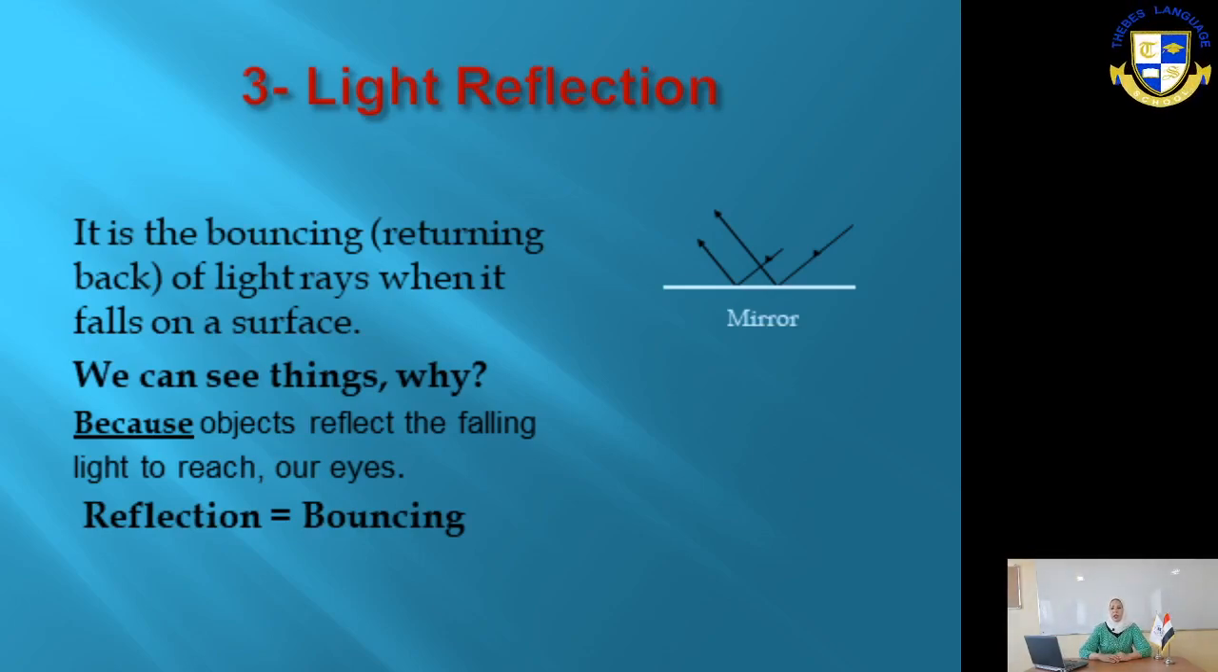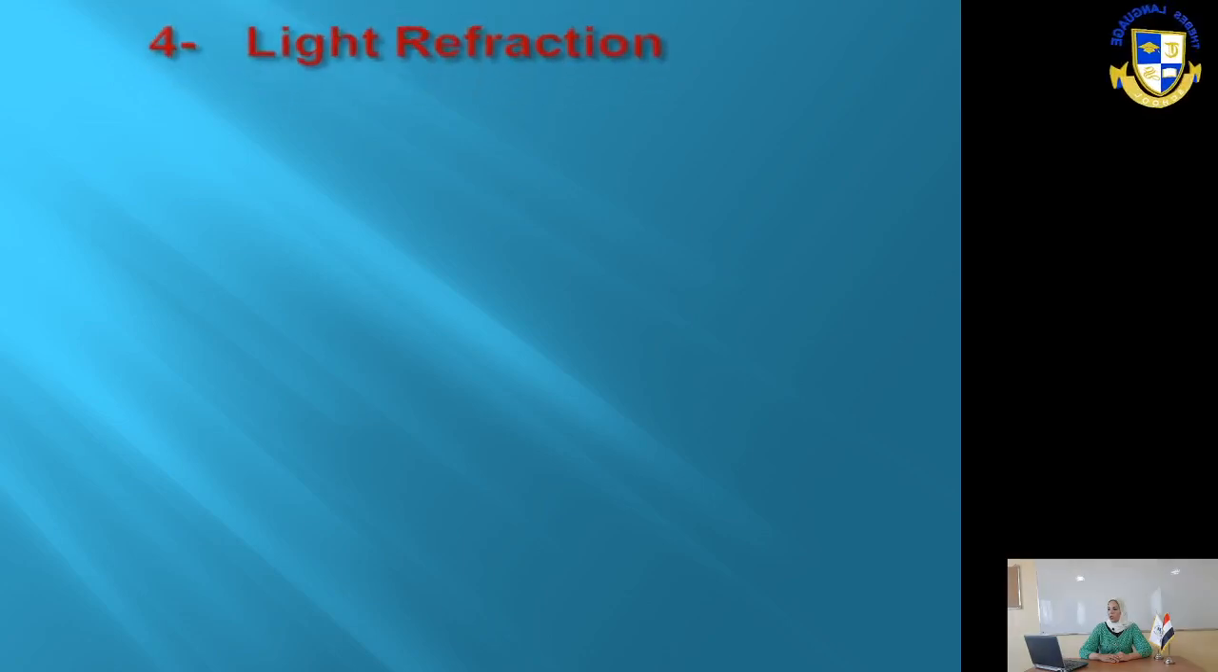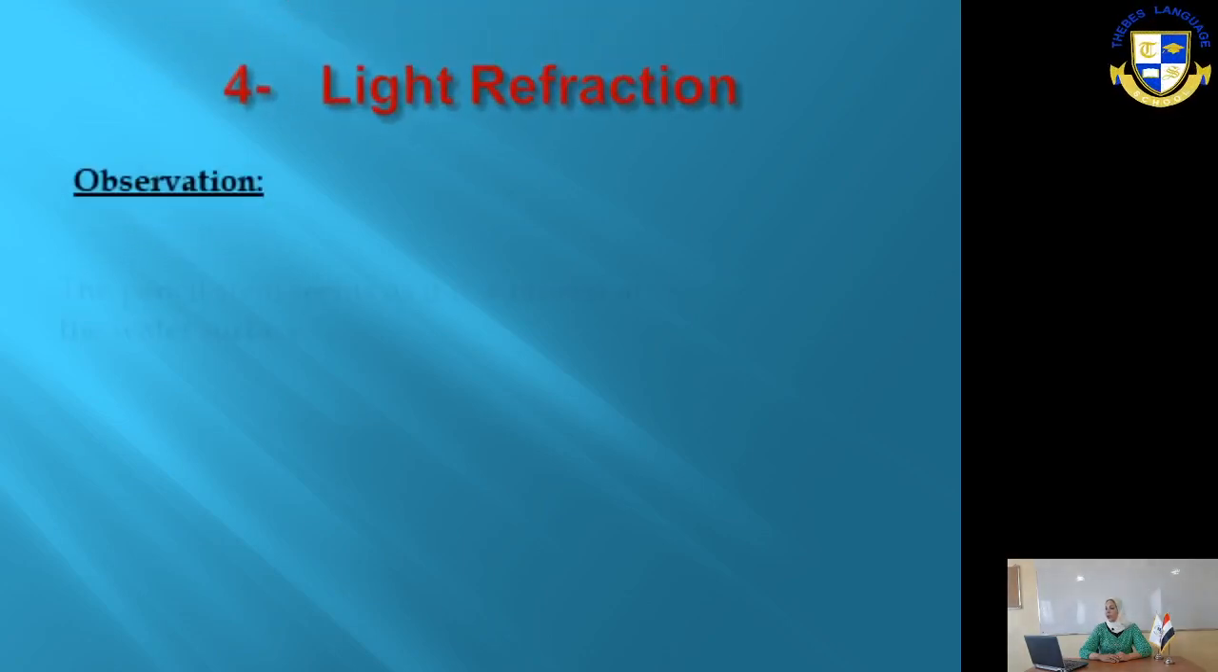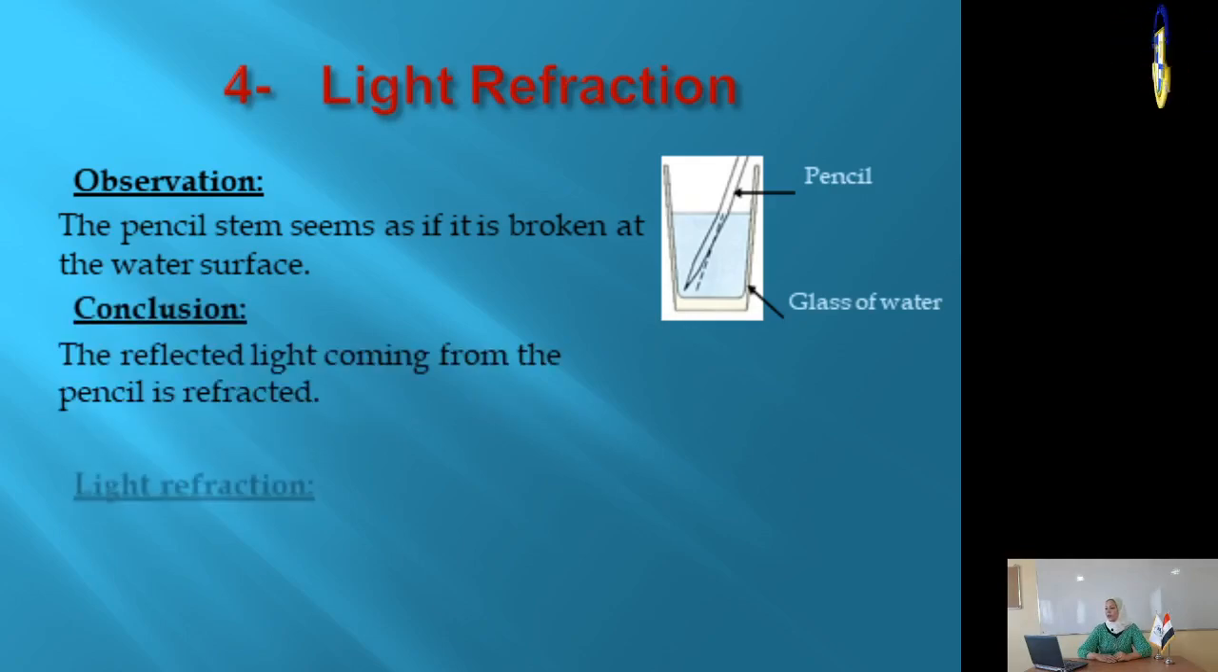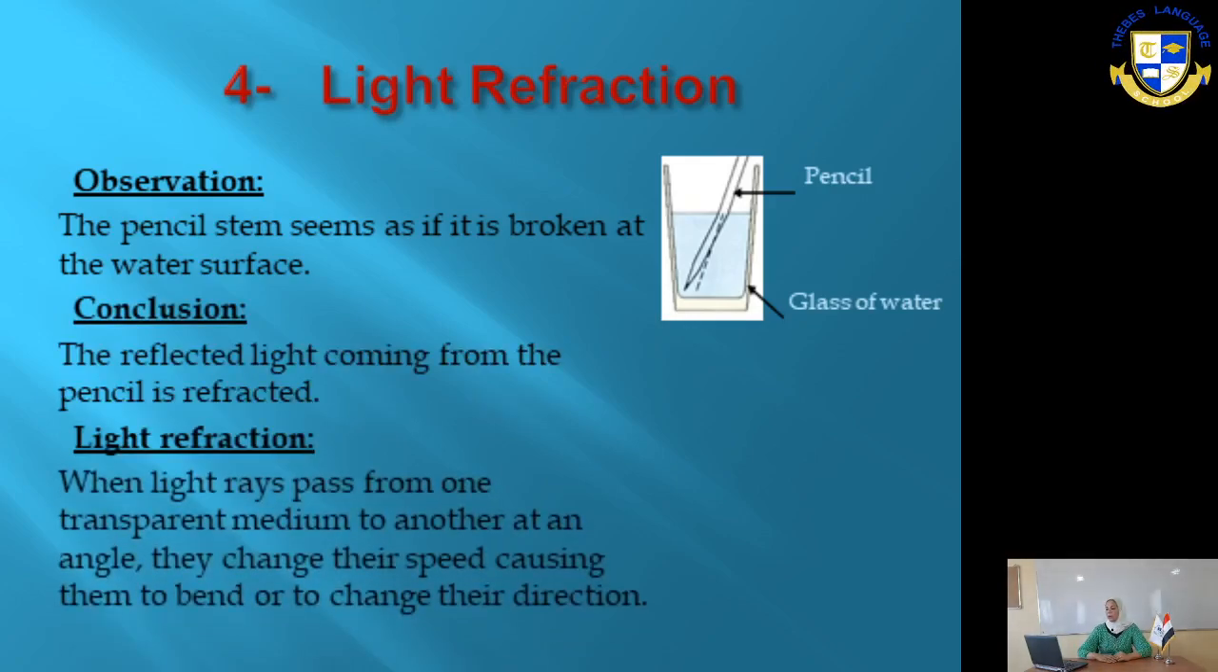Property number 4, light refraction. Here in this experiment, we can see the pencil seems to be broken due to light refraction. When light passes between different transparent media, it changes its direction and its speed, so we see the object broken.